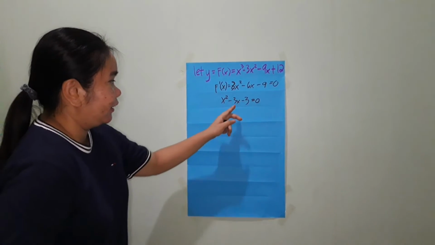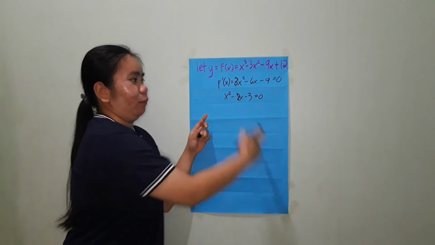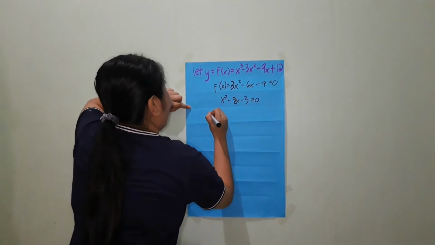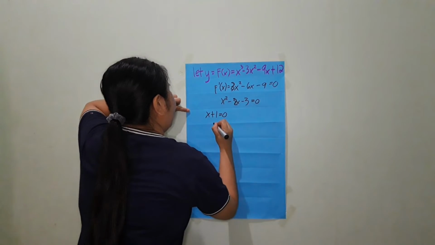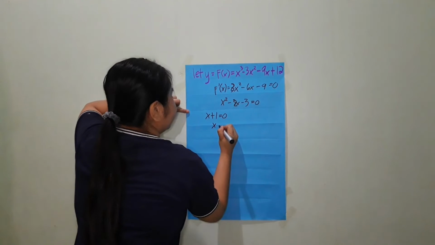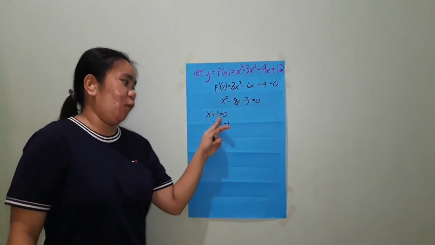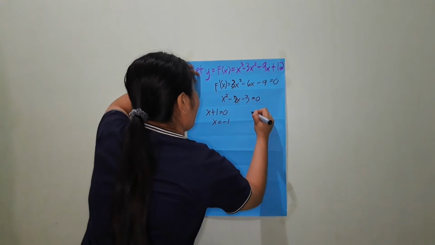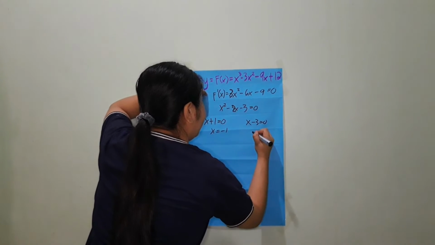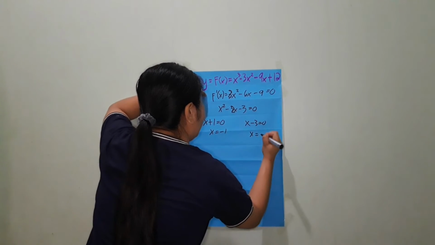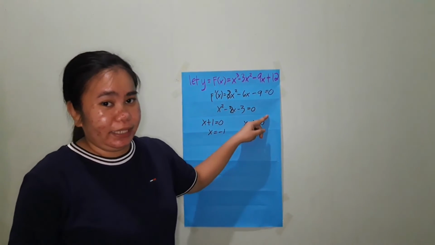Ay, wait! 2x pala dapat. Kasi 6 divided by 3 is equal to 2. And after, x plus 1 is equal to 0 is magiging x is equal to negative 1 kasi need nating i-transpose yung 1. And dito naman, x minus 3 is equal to 0, magiging x is equal to positive 3 since itra-transpose natin yung 3.